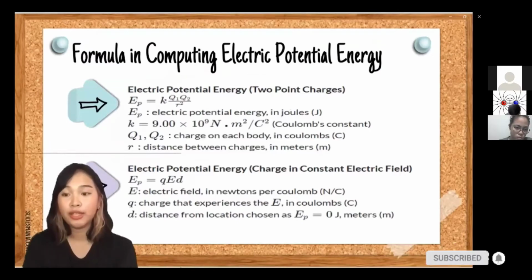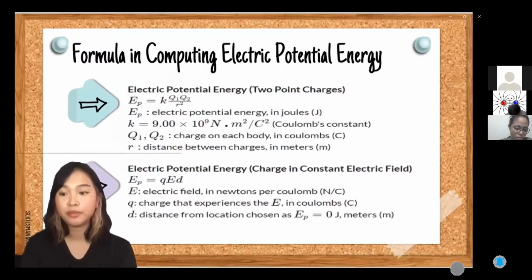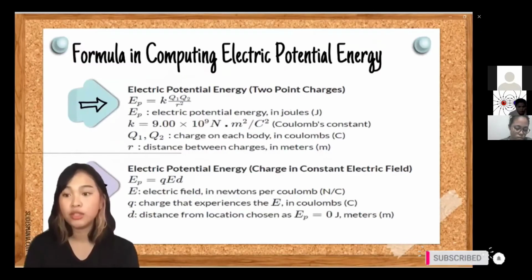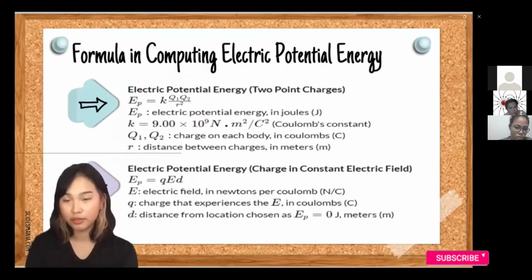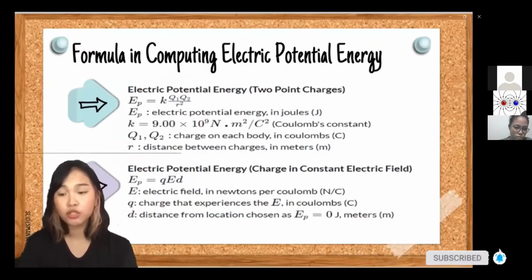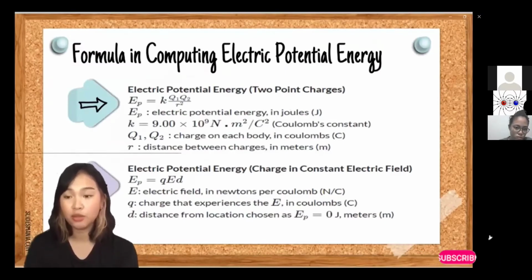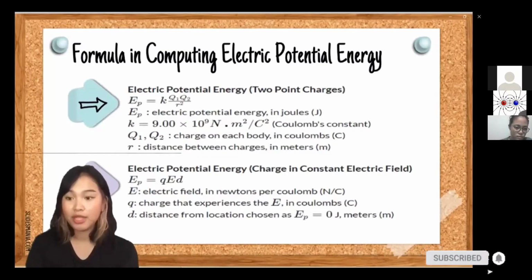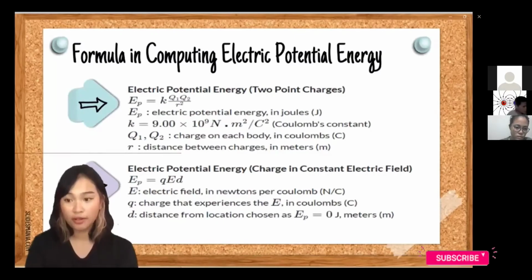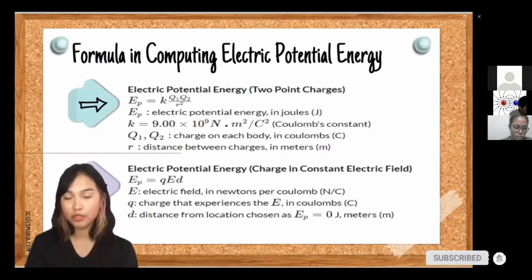For the formula in computing the electric potential energy, there are two formulas. The first one is a formula for the two point charges, and the second one is for the charge in a constant electric field. For your two point charges, the formula is EP equals K times Q sub 1 times Q sub 2 divided by R squared, where EP is the electric potential energy in joules, K is the Coulomb's constant, Q sub 1 and Q sub 2 are the charges in each body in coulombs, and R is the distance between charges in meters.